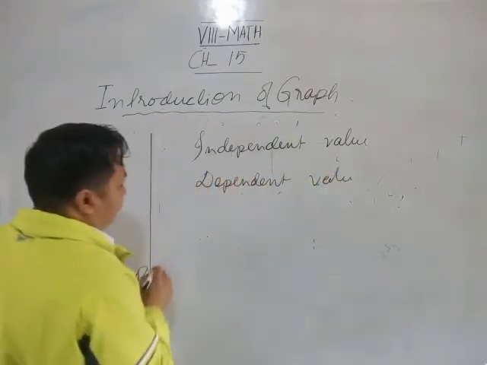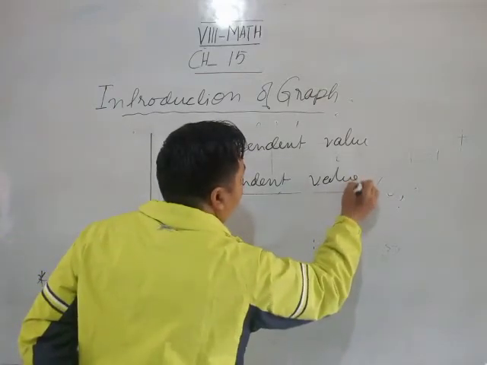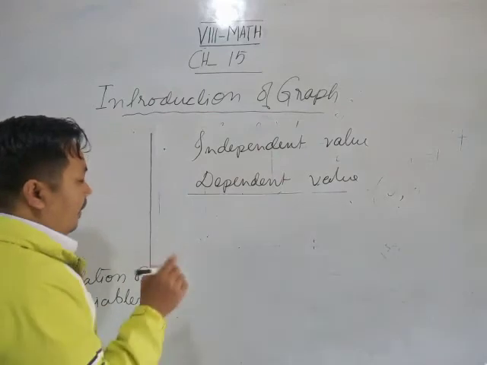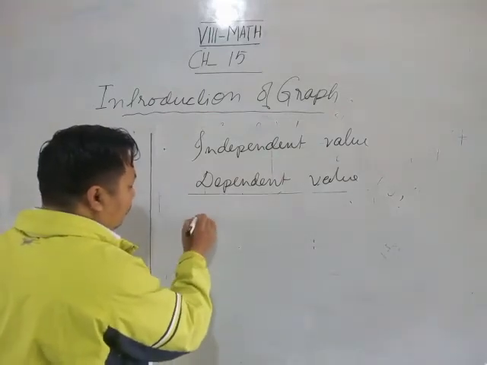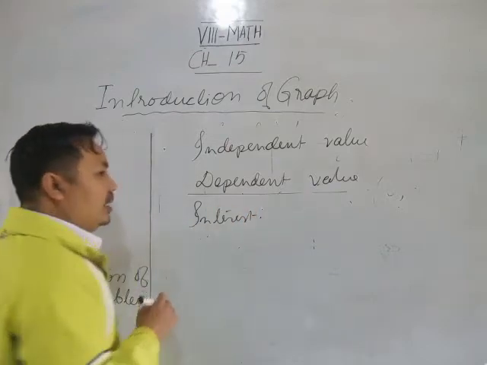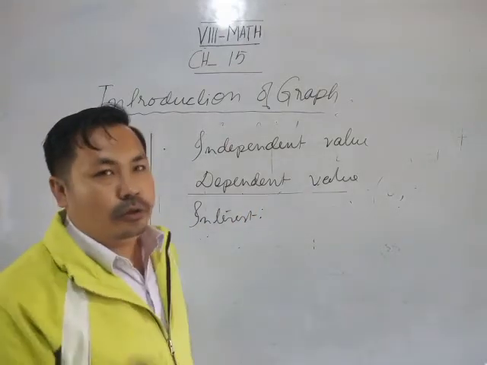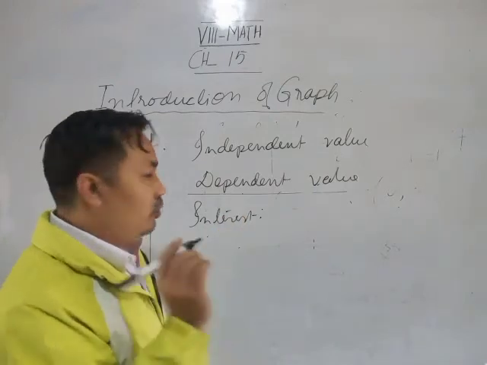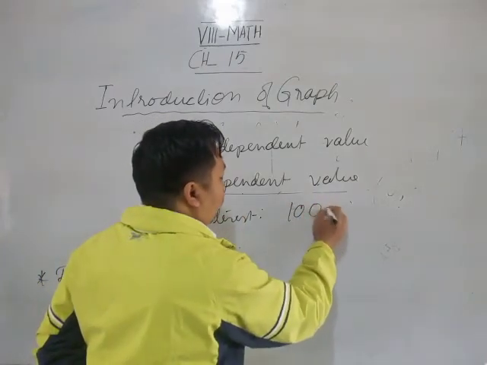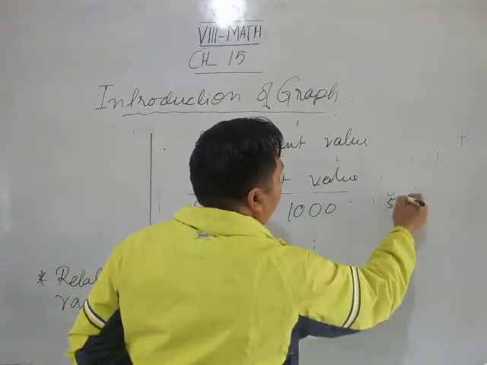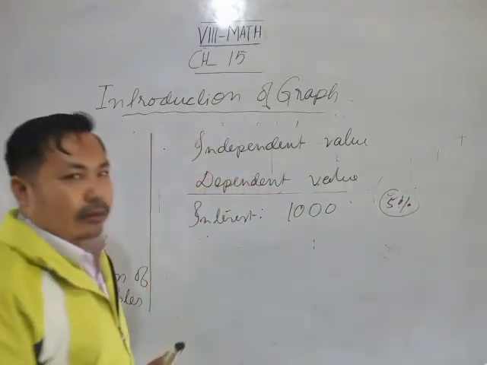For example, which is dependent, which is independent, let's see. For example, interest. You know what is interest? Interest is the extra money that you add on the money you borrow from your friend. For example, you borrow 1,000 from your friend and you have to give 5% of interest every month or every year. Okay, clear?